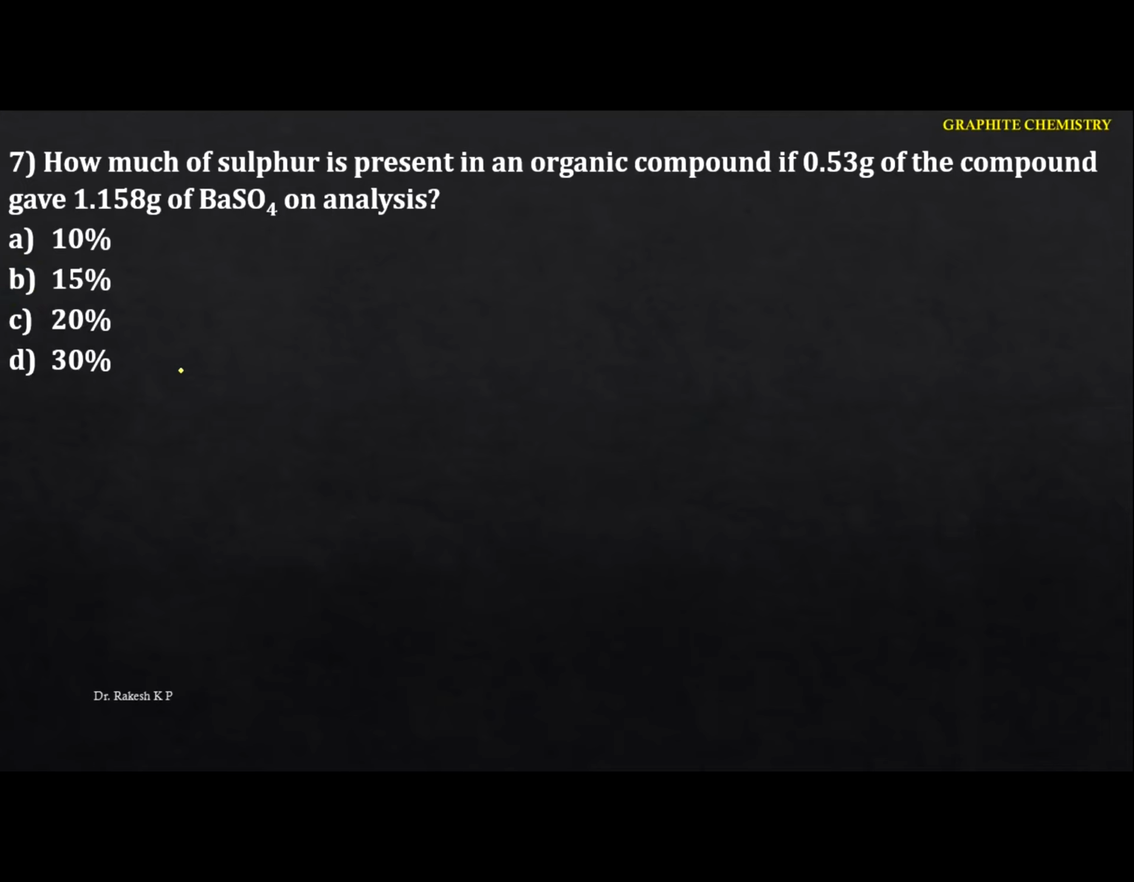Next one: how much sulfur is present in an organic compound if 0.53 gram of the compound gave 1.158 gram of barium sulfate on analysis? You have to remember this one here. During the estimation of sulfur, we get a precipitate, barium sulfate, which according to the formula contains 1 sulfur. The atomic mass of barium is 137, so the molar mass is 233 gram. So 233 gram of barium sulfate contains 32 gram of sulfur. This is according to the equation.